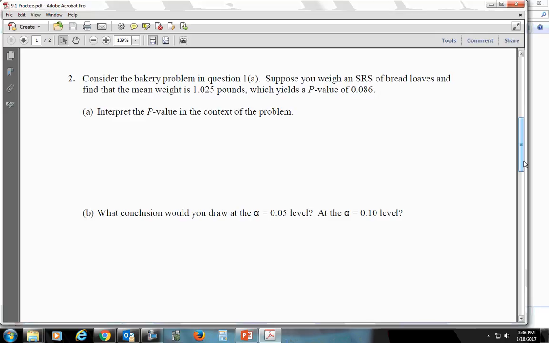We will learn in later sections, 9.2, 9.3, how we would actually use our calculator and find the probability under the curve and all that. We can't do it right now. They don't even give us a standard deviation to work with, so we wouldn't have enough information to find it. So we just have to trust them. P-value is 0.086. But just know that we will get to a point where we have to calculate and find the p-values ourselves, okay? Interpret the p-value in the context of the problem.